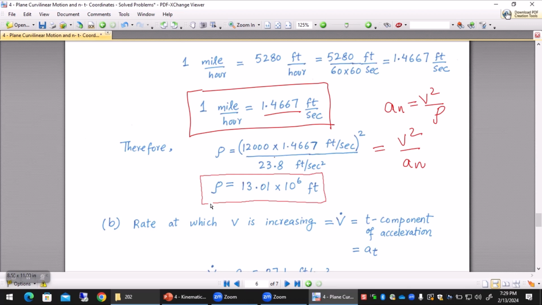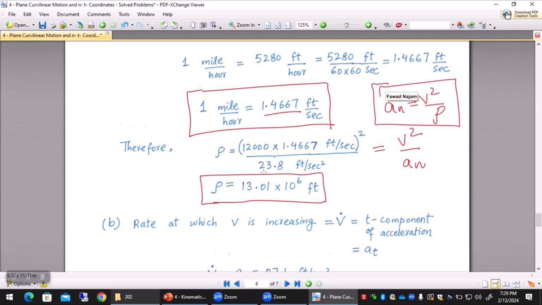So this was your part A, and again I would repeat, please don't only focus on this particular problem. Think of it as one problem type, in which you need to calculate the radius of curvature using some given information. Up till now we learned that whenever you need to determine radius of curvature, it has something to do with a sub n, which means you need to use the nt coordinate system and calculate the n component of acceleration first.